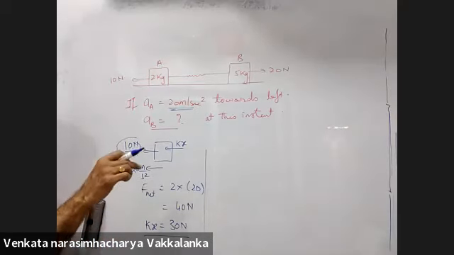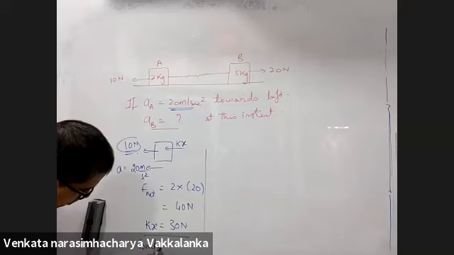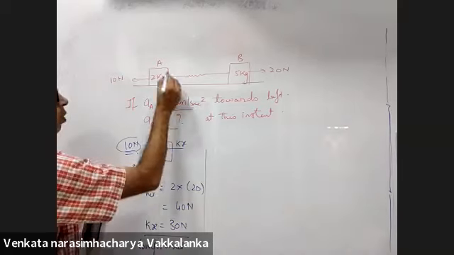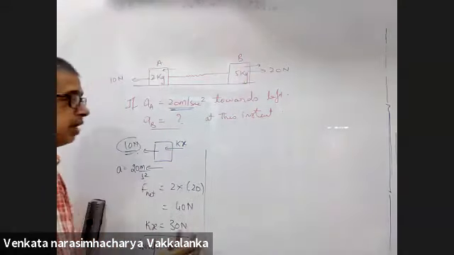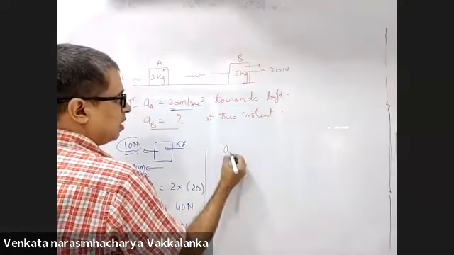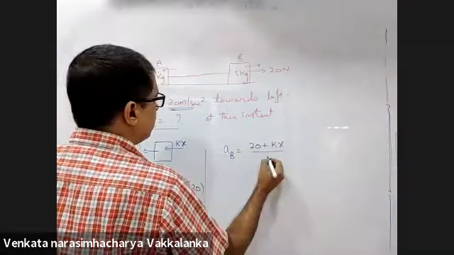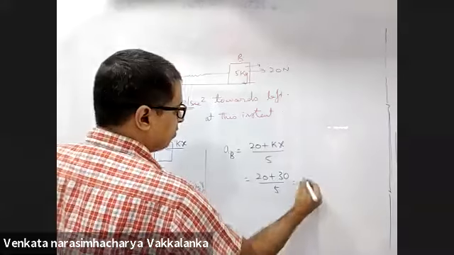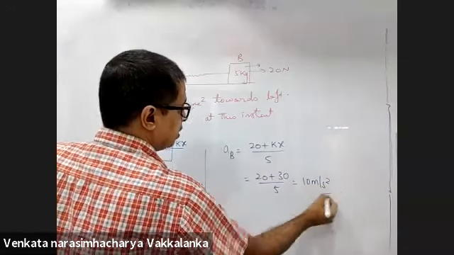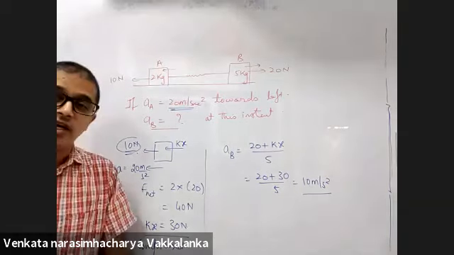That means the spring is compressed and not elongated. Compressed spring will be pushing this to the left. Compressed spring will be pushing this to the right. So acceleration of the 5 kg block will be 20 plus kx divided by 5. 20 plus 30 divided by 5, 10 meter per second square. Here the silliest thing that anybody will have to recognize is that this spring is in the compressed state and not elongated state.